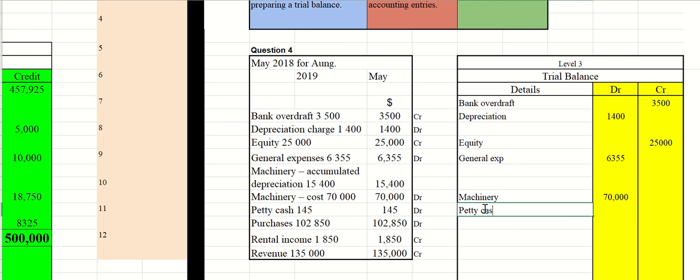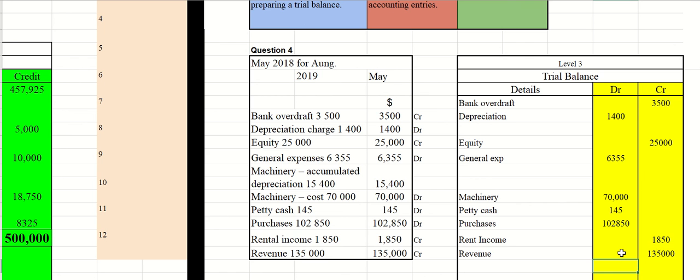Then petty cash, debit 145. Purchases, debit 102,850. Rent income, it's an income on the credit side, 1,850. Revenue on the credit side, 135,000.